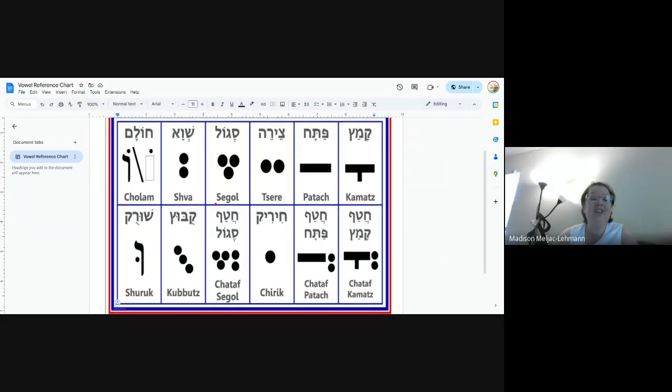Yes. Shurek or Shriek? Yeah. So, some people call it Shurek. So I say this is Holam or Holam Vav. So Holam Vav, Shva, Segol, Tzeire, Patach, Kamatz, then Chataf Kamatz, Chataf Patach. Hirik is the single dot, because I also call it Hirik. Chataf Segol, Kibbutz, and Shurek. So it is more Shurek, not Hirik. Like this, the single dot, I'll say Hirik, and this I'll say Shurek. I'll have more of an S.